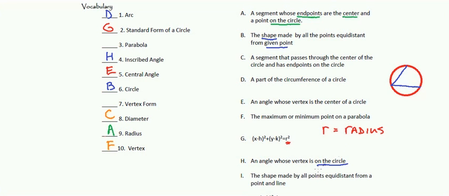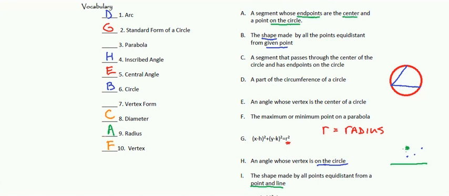Okay, let's take a look at letter I, the shape made by all points equidistant from a point and a line. Well, they're telling us that the point and the line already exist. So we're going to go ahead and draw a point and a line. And we're going to find the shape of all the points that are the same distance from these 2 things. Now, if you don't know what this already is, you can kind of just estimate what it's going to look like. Here's a point right here that's about the same distance from both.